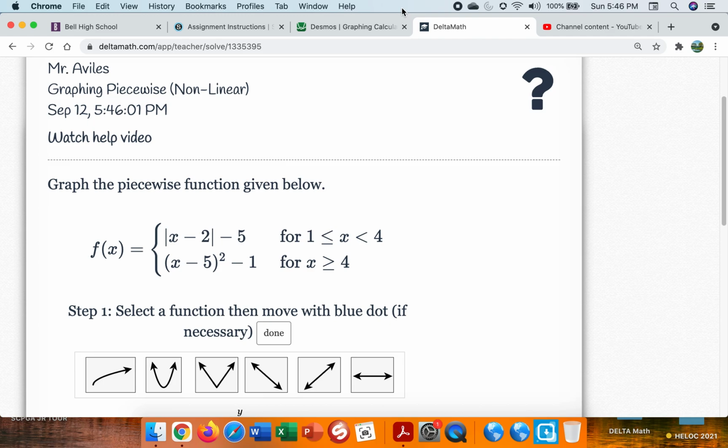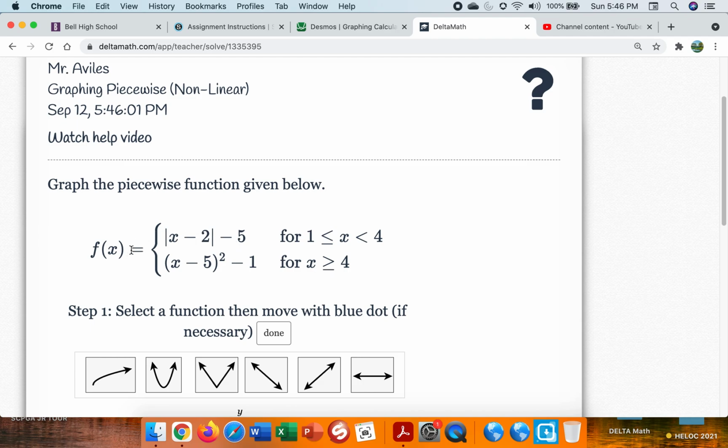All right, here's the second example. We have an absolute value function here, and then we have a quadratic function. When you see parentheses or x squared, that's quadratic. And then the intervals, we have one that has a compound inequality and one that does not. So this is a pretty good example here.